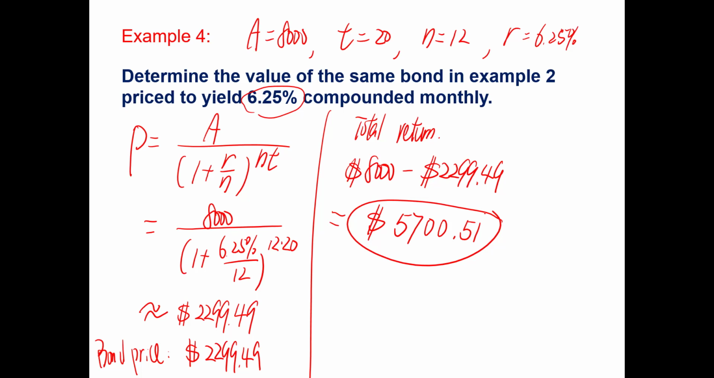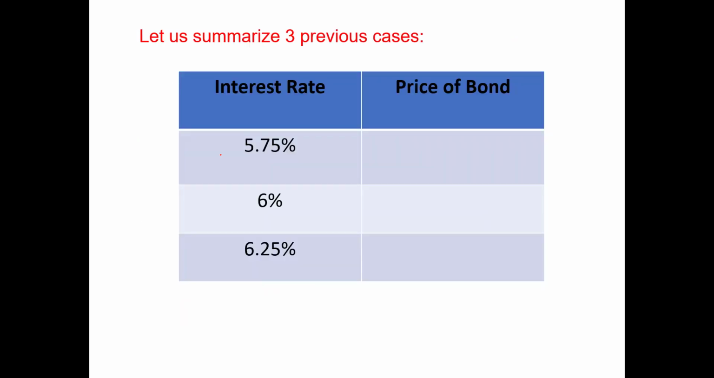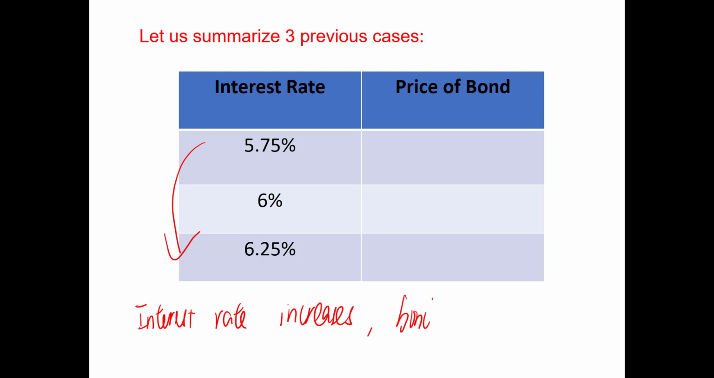So to summarize what we have here: when the interest rate is higher, the price of the bond will be lower. When the interest rate increases, then the bond price decreases.